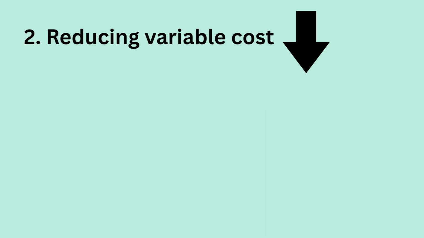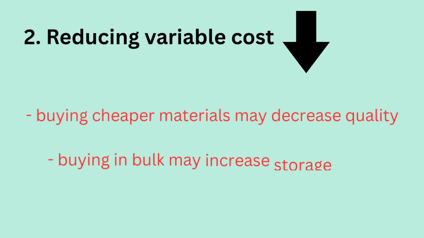Number 2. Reducing variable costs. This may include buying cheaper alternatives or buying in bulk so you can benefit from economies of scale. The downside: buying cheaper may reduce the quality, and buying in bulk may increase storage cost.